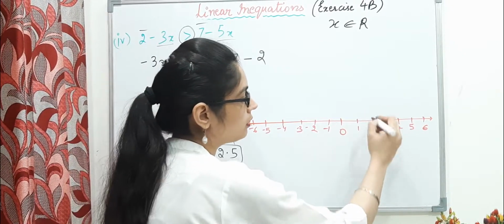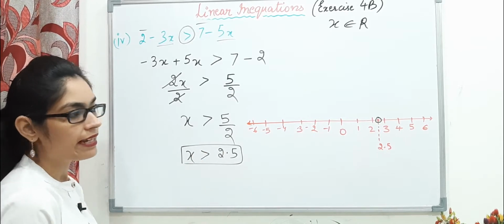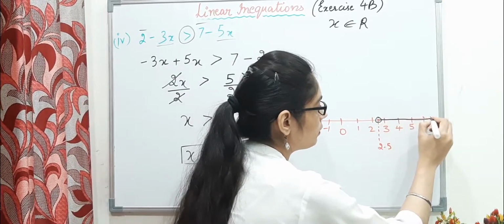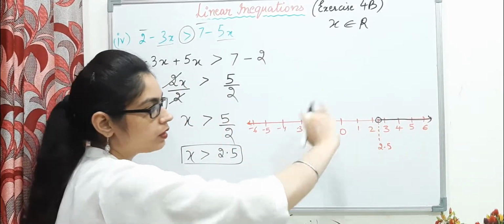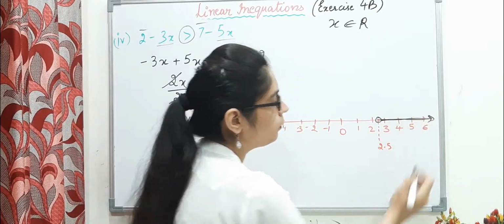So here small circle, and x is greater. Greater means which side? Positive side, and it is towards the right side, you can remember. So greater from 2.5 side is all these points up to so on.